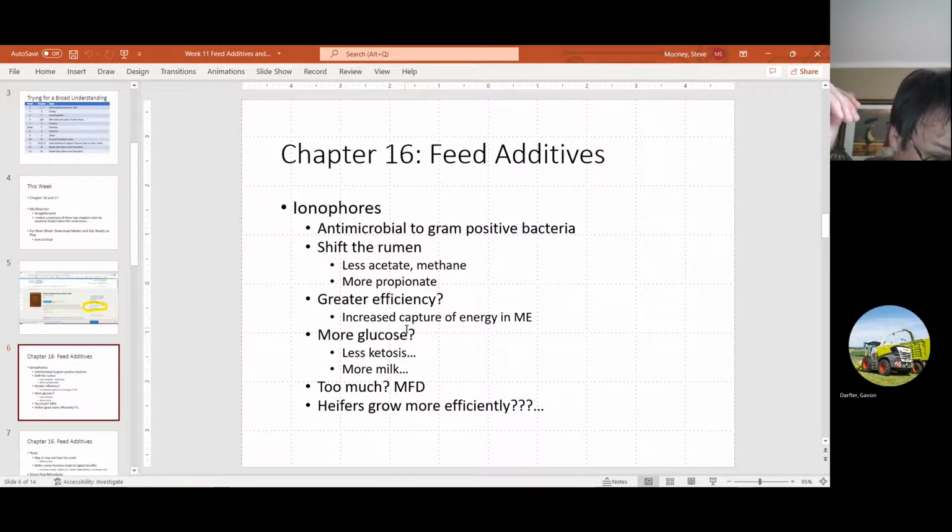They haven't been able to prove it necessarily in cows. If you got more propionate, you should have more glucose, propionate going to the liver and making glucose, and possibly more milk. I know if you overdo it with these, you'll run into milk fat depression. As a general rule, it's proven certainly in beef cows, maybe not so much in dairy cows, and in heifers, you're going to grow more efficiently if you're on that ionophore.